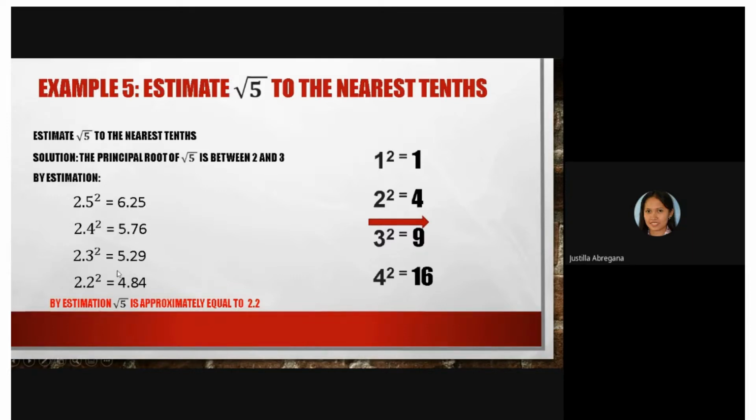Let's now determine which is nearer to 5. So what's the difference? Okay, so we'll try 4.84. The difference is 0.16. And for this 5.29, it's 0.29. Therefore, 4.84 is nearer to 5. By estimation, square root of 5 is approximately equal to 2.2.